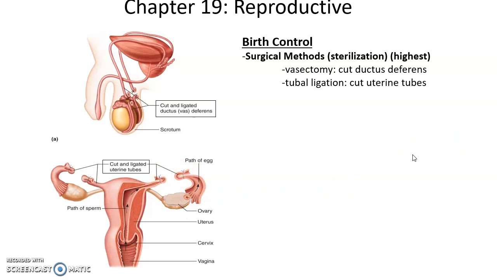Surgical methods are 99.99% effective, but not 100% effective, as my neighbors found out when they had twins unexpectedly. And that is it for this lecture.